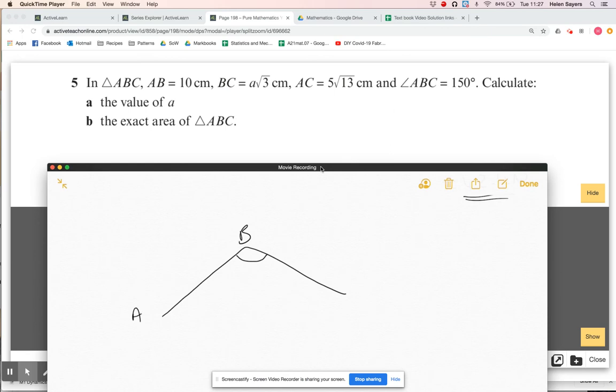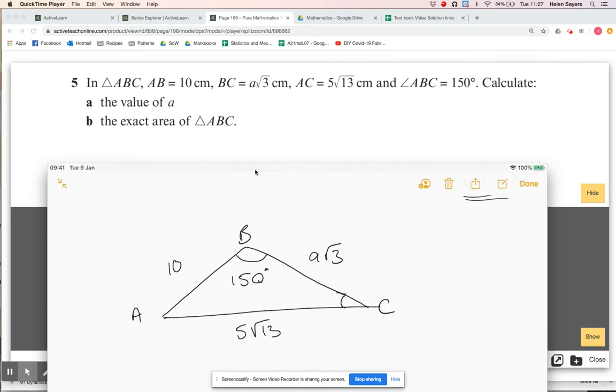AB is 10 centimeters, BC is A root 3 and AC is 5 root 13. Obviously this does not need to be drawn to scale. I'm just going to get 5 root 13 as a decimal, so that's roughly 18 centimeters. My 150 degrees is a little on the small side, but that will do in terms of a sketch. So that's A root 3 and that's 5 root 13, and that's vertex C.